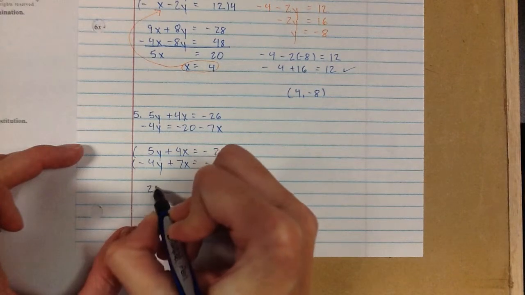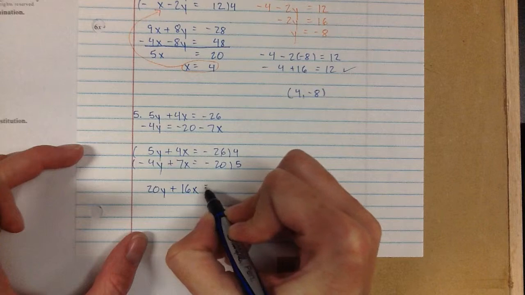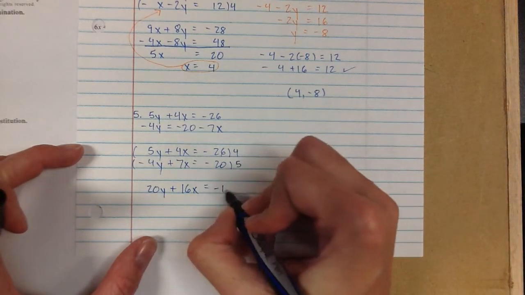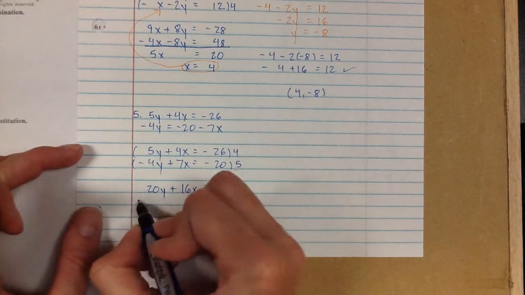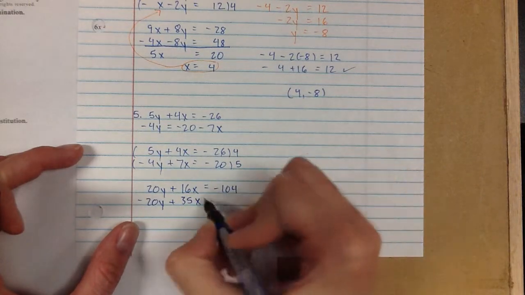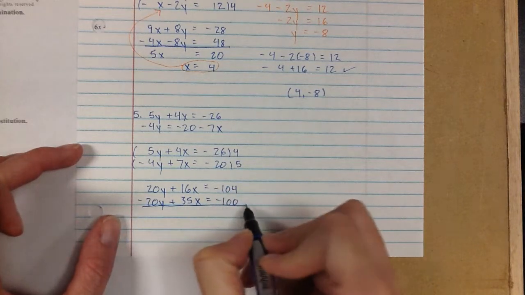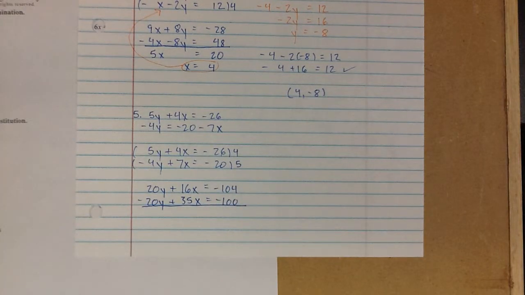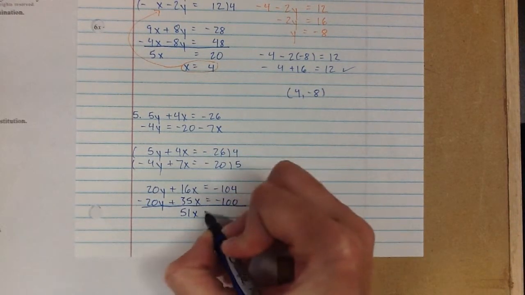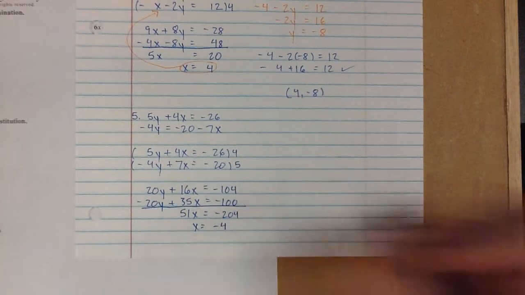So doing that, I have 20y plus 16x equals negative 104. Negative 20y plus 35x equals negative 100. Okay, we've now eliminated our y values, which is what we wanted to happen. 16 and 35 is 51, so I have 51x equals negative 204. So x equals negative 4.